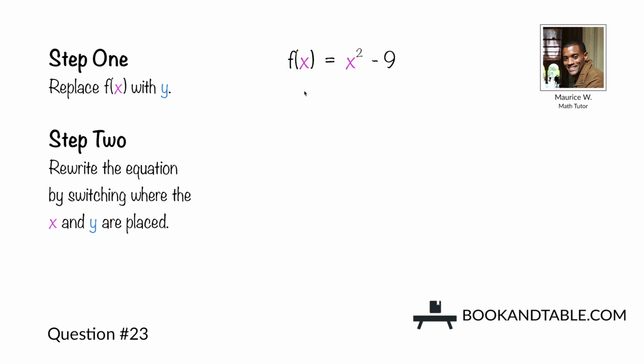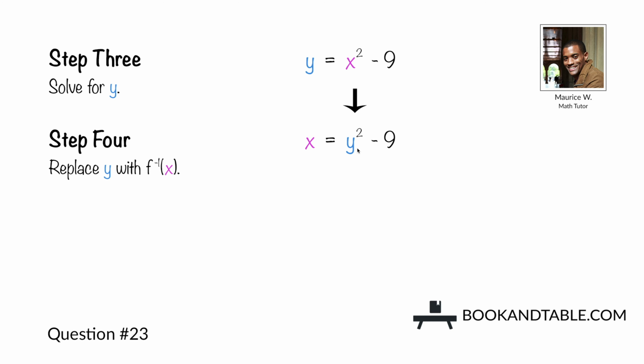Step 1, replace f of x with y. This gives us an equation, y is equal to x squared minus 9. And now step 2, we want to rewrite the equation by switching where the x and y's are placed. So that would give us an equation, x is equal to y squared minus 9. And now that we've rearranged the equation, we want to solve for y. So we'll begin by adding 9 to both sides, giving us x plus 9 is equal to y squared.